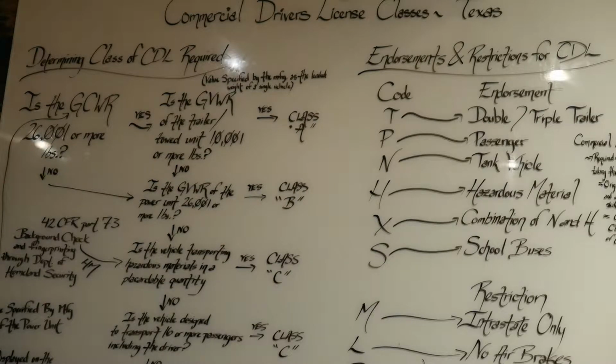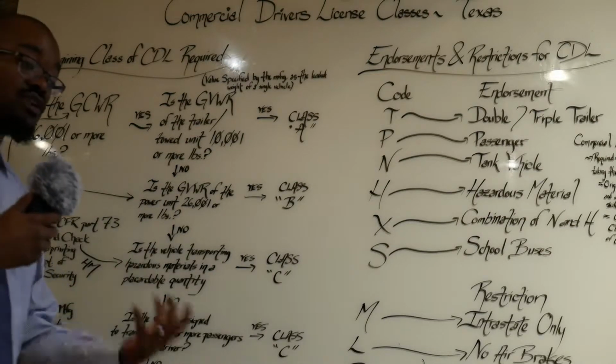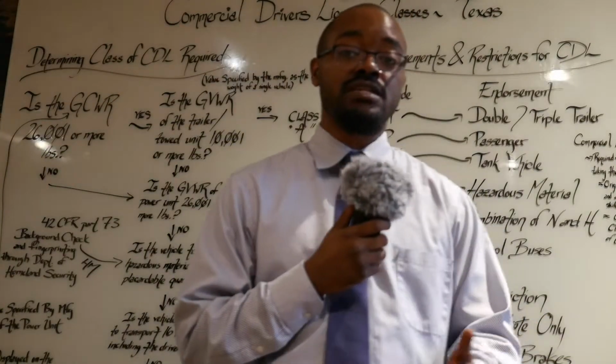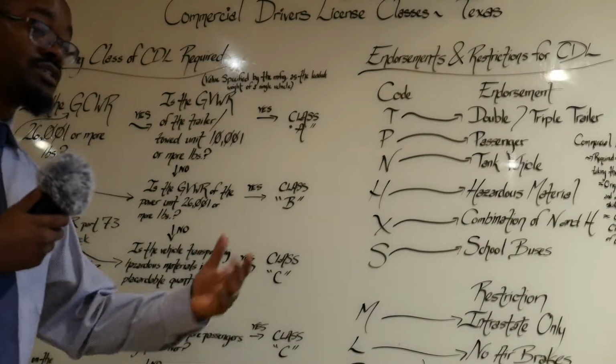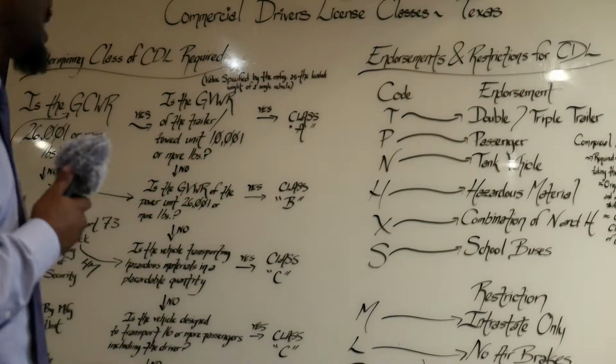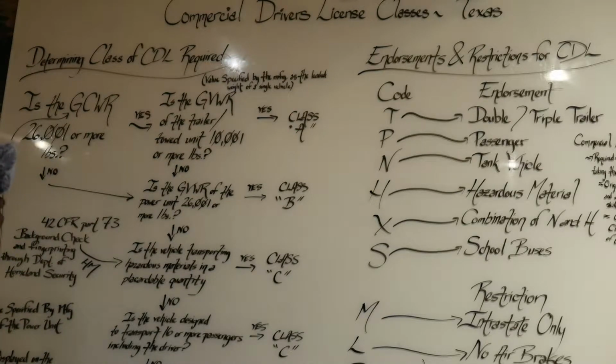Before we go to that, I really wanted to talk about gross combination weight rating. Basically, it's the value specified by the manufacturer of the power unit. The value is displayed on the Federal Motor Vehicle Safety Standard Certificate, or it can be the gross vehicle weight ratings of the power unit and the towed unit. The power unit obviously is the unit that is moving down the road. It has the engine in it. It can move. The towed unit is the thing that's being towed.